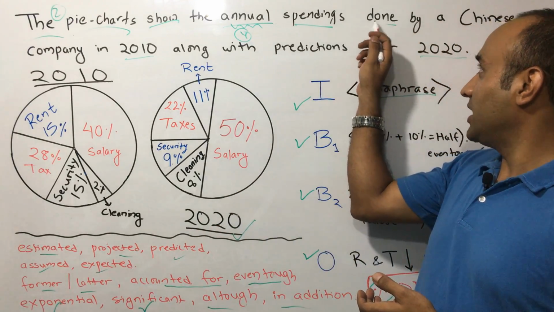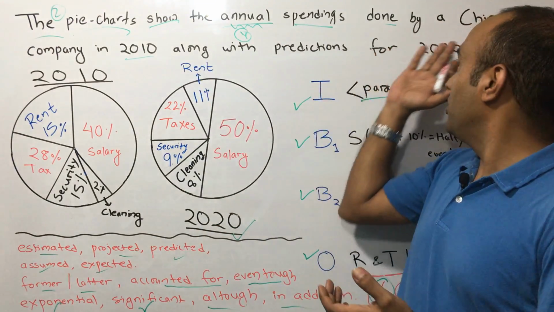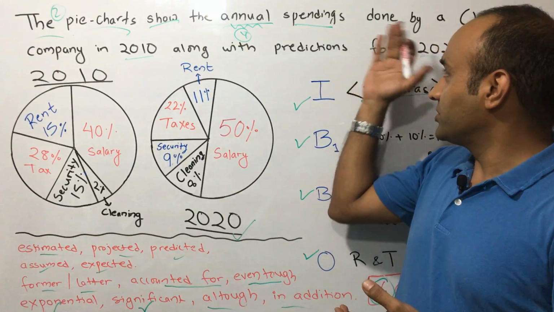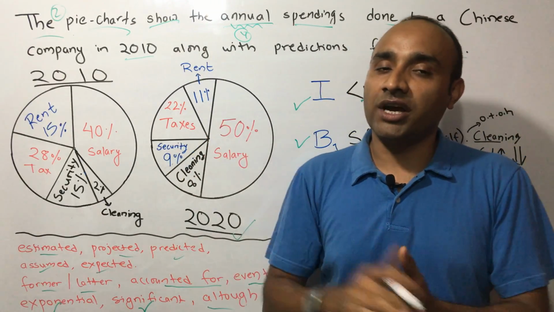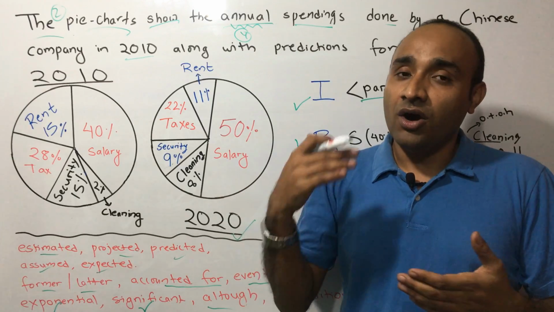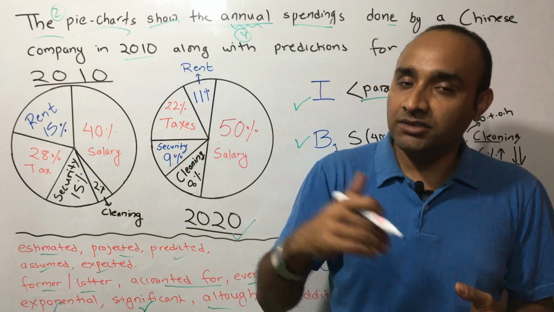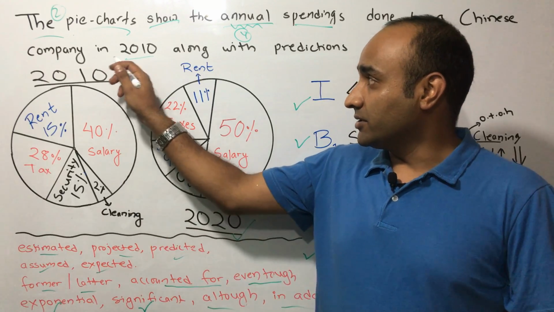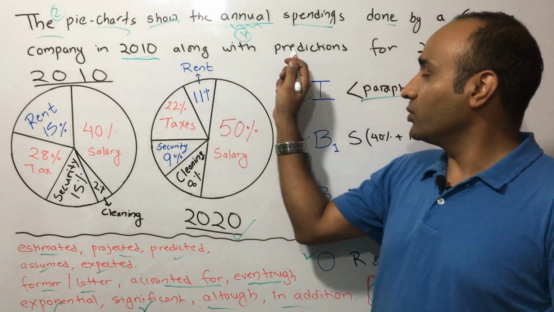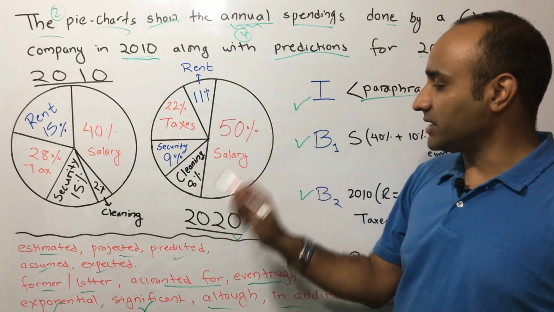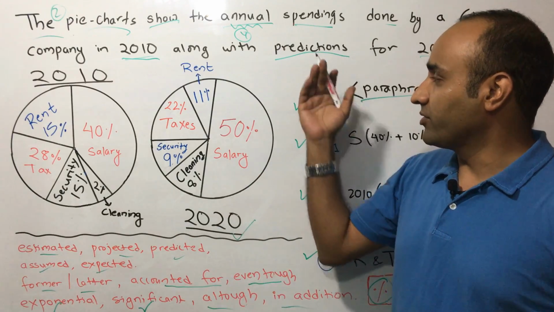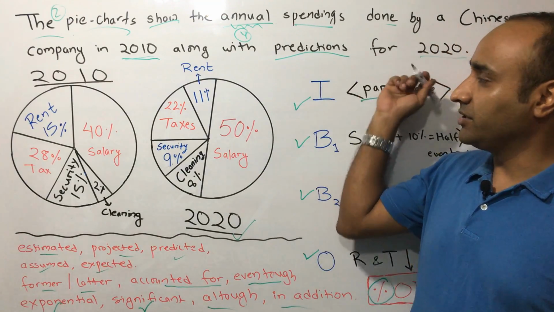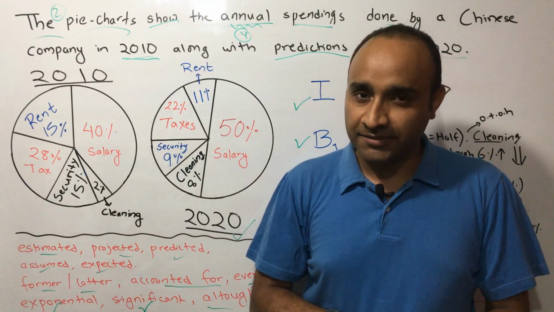And let's move on, done by a Chinese company. So I could simply say of a Chinese company, or I could say of a company in China. So remember, all I'm trying to do is paraphrase. In 2010, along with predictions. So for predictions, I've got plenty of options here. I'm going to replace it with something else. For 2020, can stay as it is.